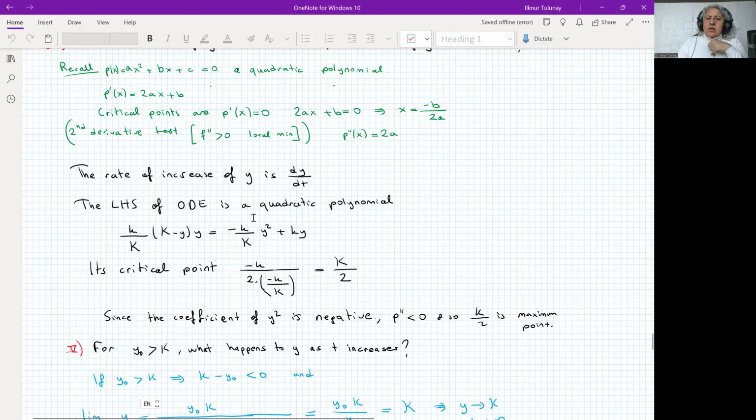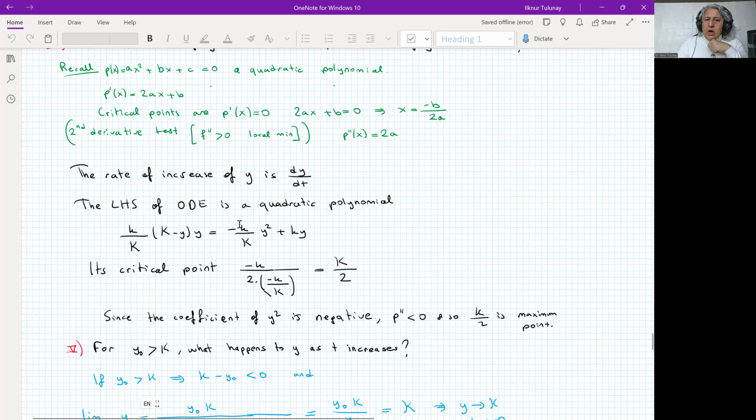That is x equals minus b over 2a, which is minus k over 2a. With a being minus 1, the k will disappear and we will have only k over 2. So that's the critical point for this equation. And the coefficient of y squared is negative, so k over 2 is the local maximum.